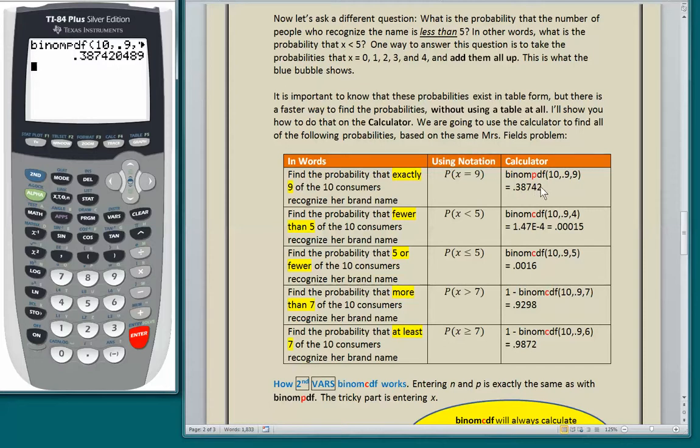It's the same answer we got when we did it on the table, but you can see in this case you're not using the table at all. You're just going to a blank screen and doing it.